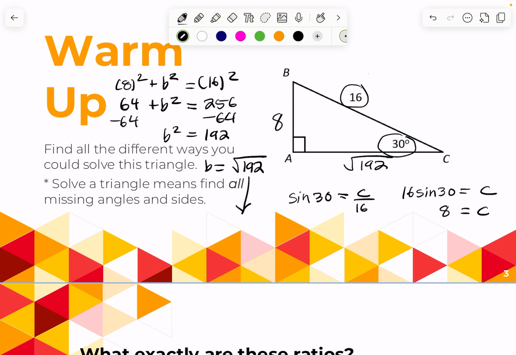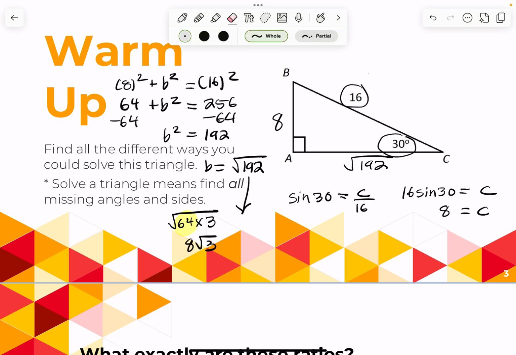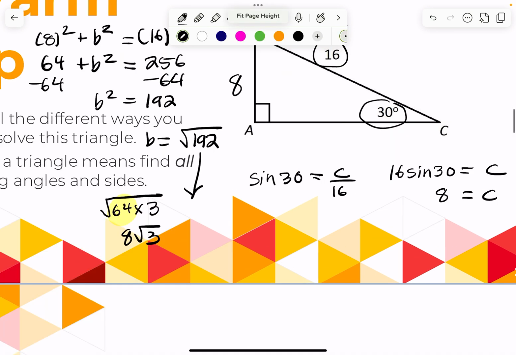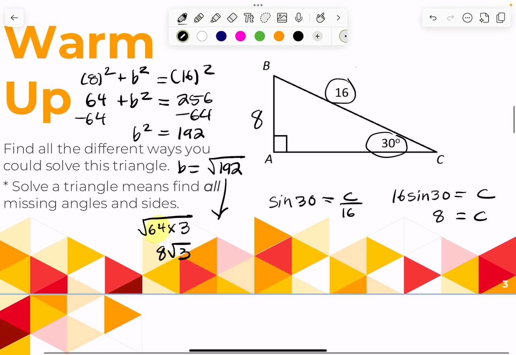But a lot of times they'll make you simplify it. I know this seems kind of random, but 64 times 3 is 192, and the square root of 64 is 8. So instead of writing the square root of 192, we can write 8 root 3. I'll explain in a second why this is important to write it that way.